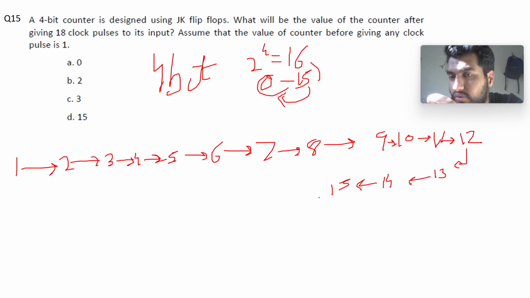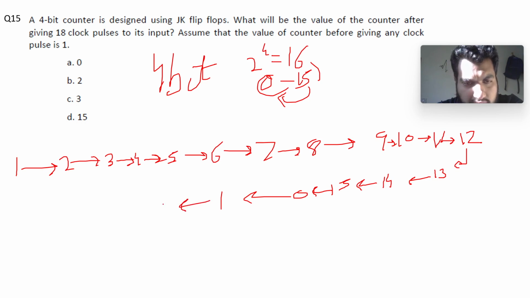I won't go back to number 1. I'll go back to 0 state. That is 0 0 0. So it will be 0 0 0. Then it will be 1. So how many clock pulses are there? 1, 2, 3, 4, 5, 6, 7, 8, 10, 11, 12, 13, 14, 15, 16.